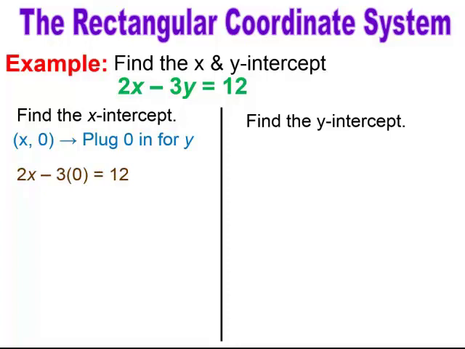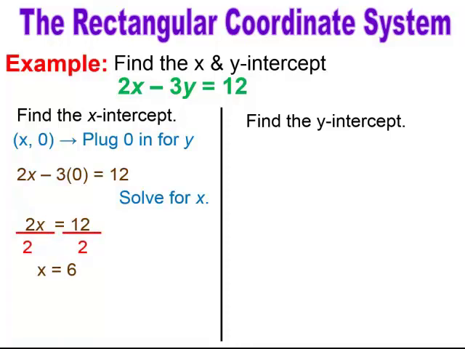So I substitute 0 into this equation, 2x minus 3y equals 12. I plug 0 into y, and I'm going to have 2x minus 3 times 0 equals 12, and 3 times 0 is 0. So I'm left with 2x equals 12, and now I can solve for x. I divide through by 2, and I end up with my x value is 6.